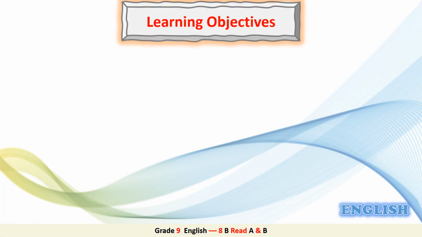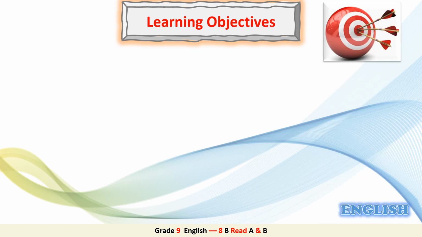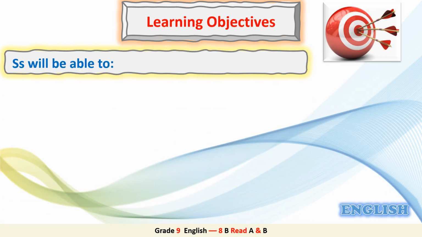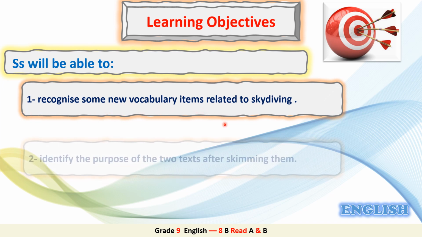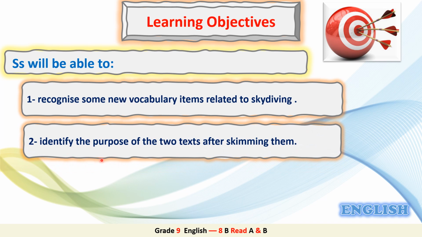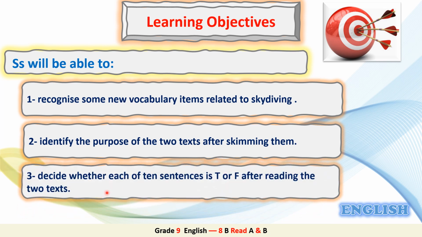First, let's have a look at our learning objectives for today. By the end of this lesson, you will be able to: 1. Recognize some new vocabulary items related to skydiving. 2. Identify the purpose of the two texts after skimming them. And 3. Decide whether each of 10 sentences is true or false after reading the two texts.